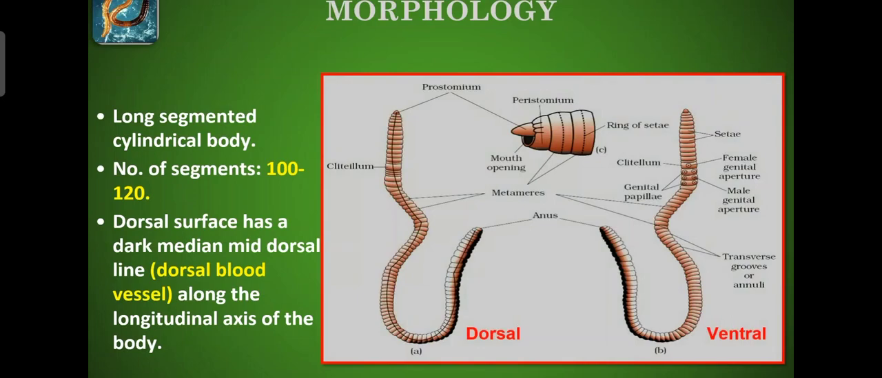In the picture you can see both dorsal and ventral views are given. In the first picture, the dorsal surface has a dark median mid-dorsal line. In the first picture you can see in the center of the earthworm on the dorsal side, a dark median line is visible. That is nothing but the dorsal blood vessel along the longitudinal axis of the body. Clear?